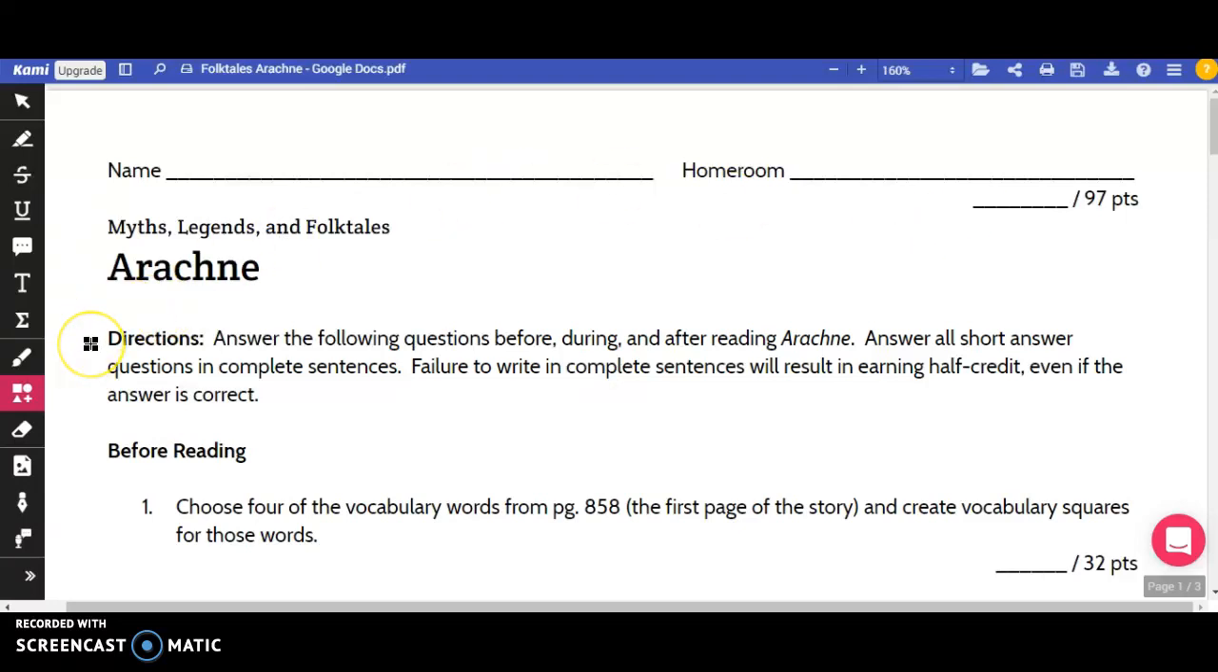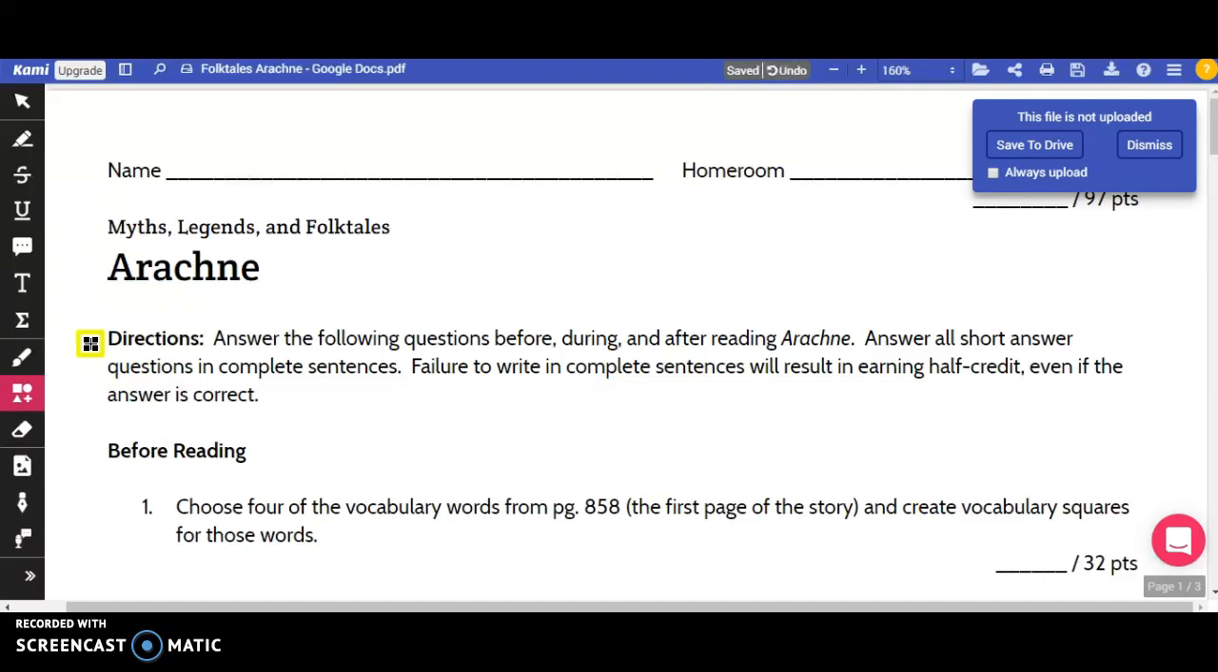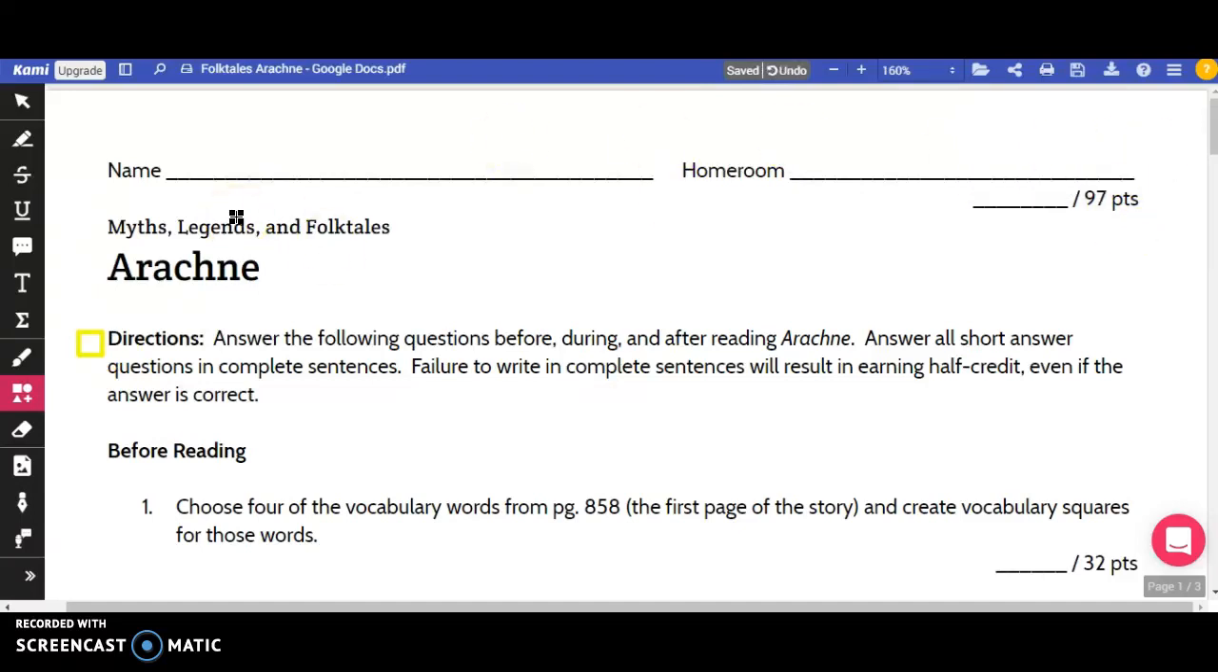The directions say, answer the following questions before, during, and after reading Arachne. Answer all short answer questions in complete sentences. Failure to write in complete sentences will result in earning half credit, even if the answer is correct.